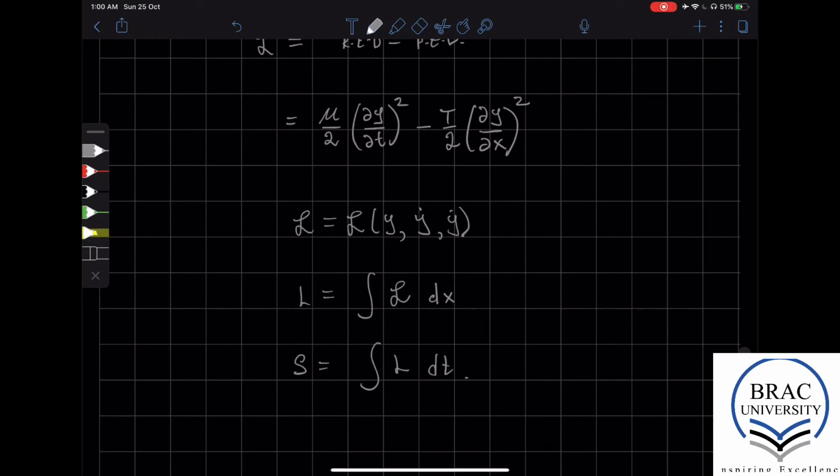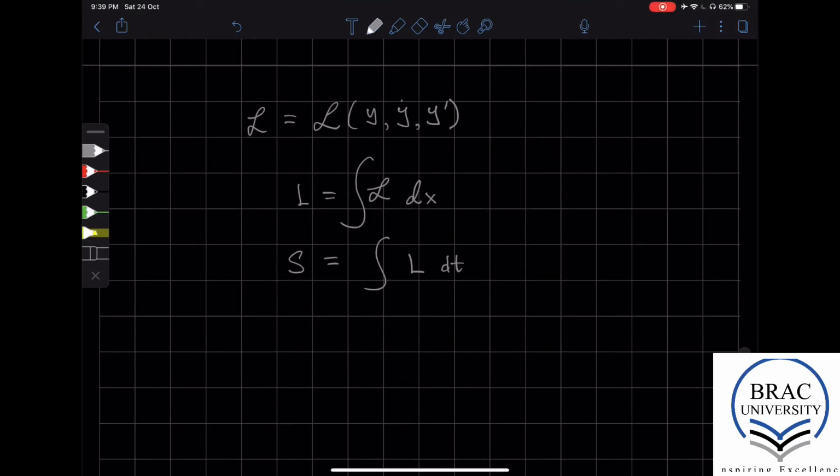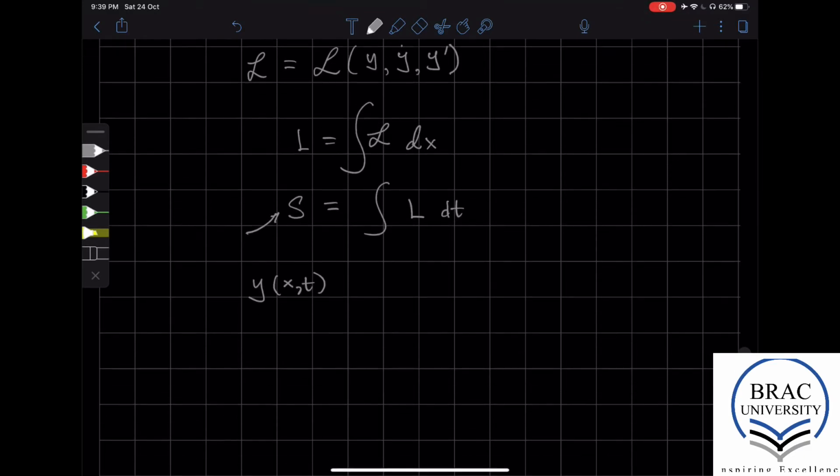According to the principle of least action, the physical trajectory taken by the particle or taken by the system, which will be some function y of x and t in this case, will minimize this action. In other words, to find this thing, we have to solve the variational equation where delta S equals 0.